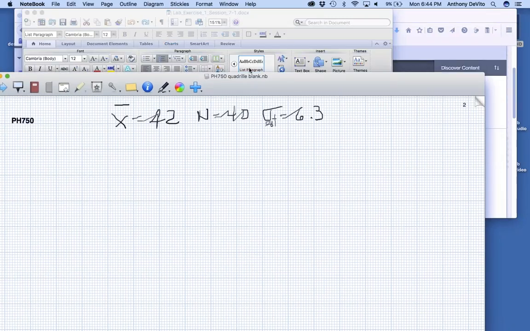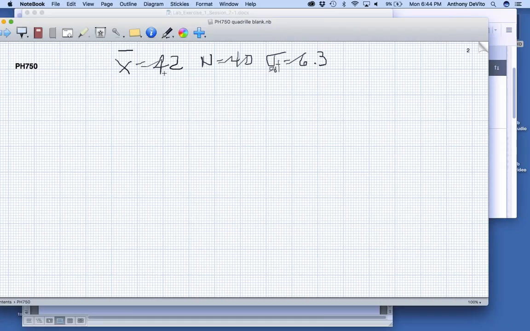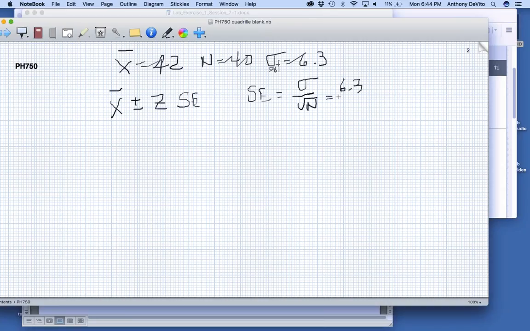So if I wanted to calculate a 95% confidence interval for this, I would say to myself, well, the middle of my confidence interval is going to be my point estimate, or my mean. So it's going to be X bar plus or minus my margin of error, what I'm going to subtract and add to X bar in order to get my 95% confidence interval. That is going to be my Z-score for a 95% confidence interval, times my standard error. My standard error is calculated based on the standard deviation of the population over the square root of the sample size, or 6.3 divided by the square root of 40.